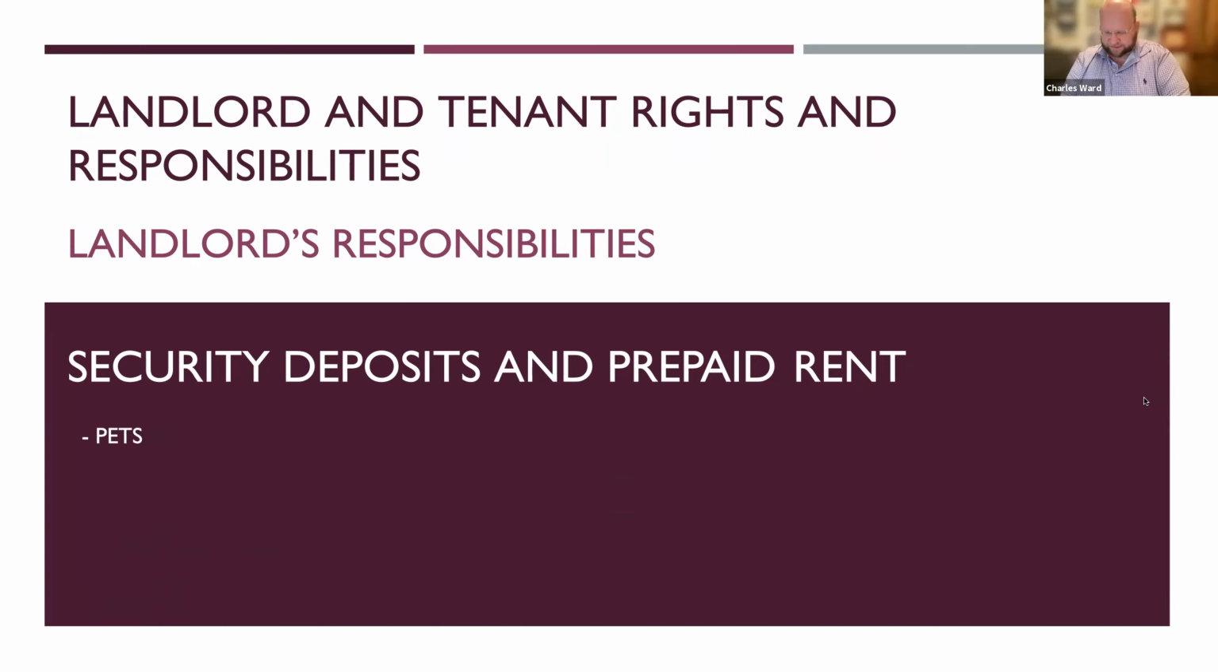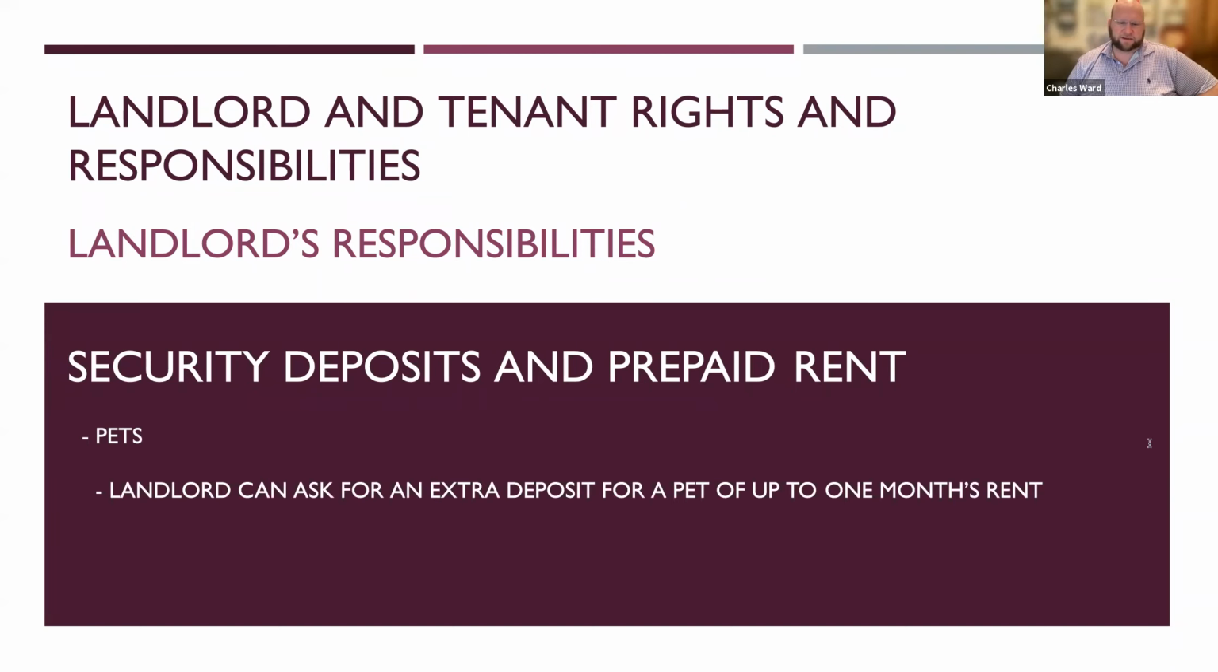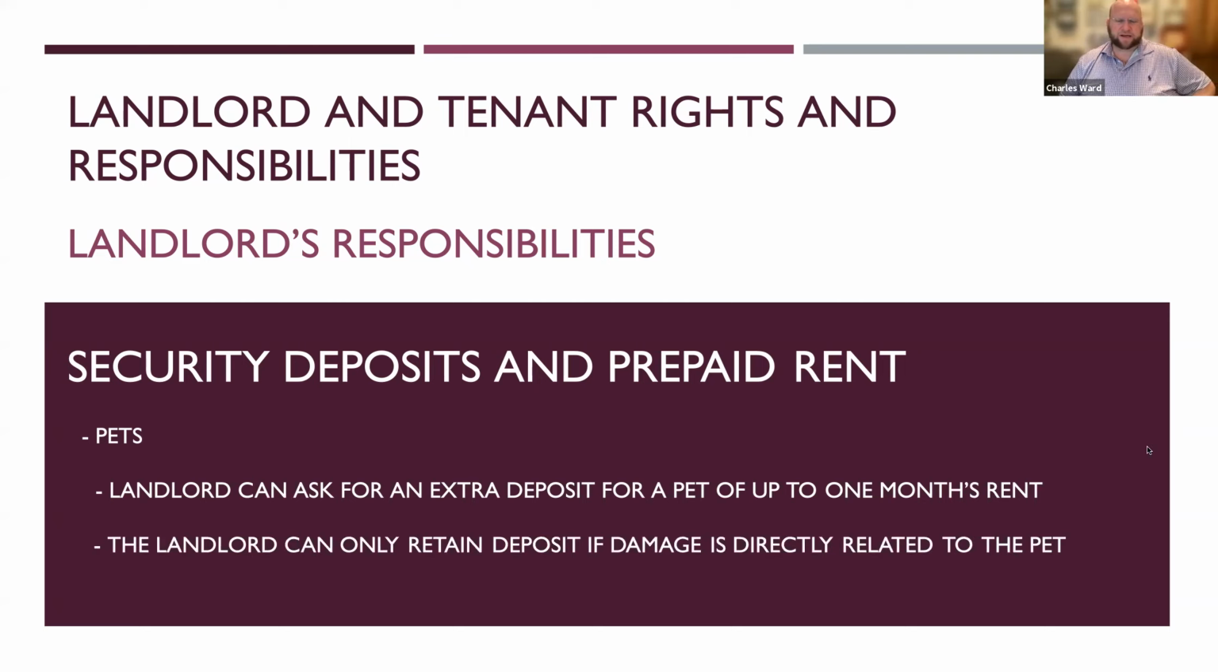Pets. A landlord is allowed to charge an extra amount for a deposit for pets. That extra amount can be up to 1 month's rent, but the landlord can only use that deposit for damage directly related to the pet. So there are urine stains on the carpet, or claw marks on one of the walls, or any of the sorts of things a dog or cat or whatever pet might do. It needs to be directly tied to the activities or the actions of the pet.